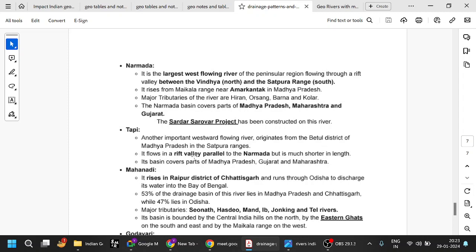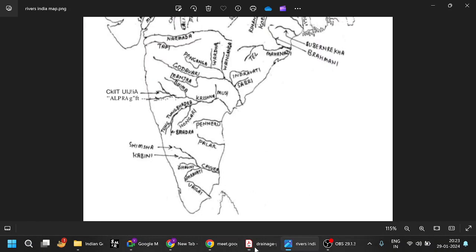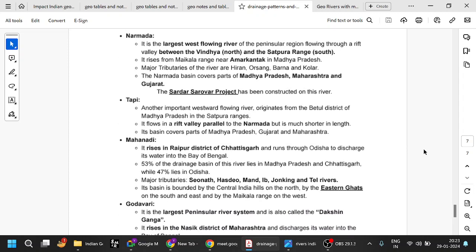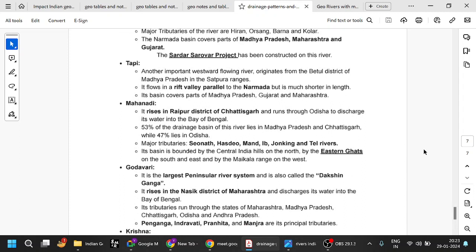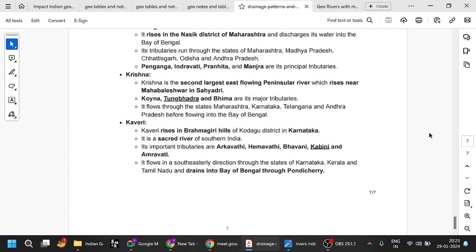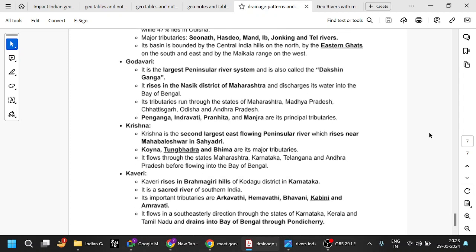And Tapi flows in a rift valley parallel to Narmada, and this is one of the reasons why it flows from east to west. Even though the terrain is such that there is a slight slope from west to east, that's why all the rivers flow to the east. But because they are flowing in a linear rift valley, they are flowing from east to west. That is a very important question frequently asked in exams. Okay, so Mahanadi also we can go through, Seonath, Hasdeo, etc. Eastern Ghats, all this is fine. Now let us look at Godavari, Krishna, and Kaveri, because Penneru is not there. That's also very important. We'll see. No problem.